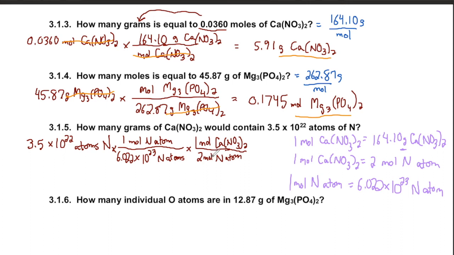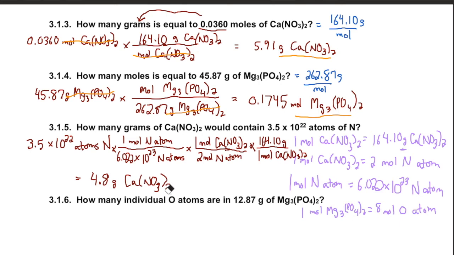Our next conversion factor will get rid of moles of nitrogen and start talking about moles of calcium nitrate. Then we can use the molar mass. A mole of calcium nitrate weighs 164.10 grams. And when we solve this calculation, we should come out with 4.8 grams of calcium nitrate.